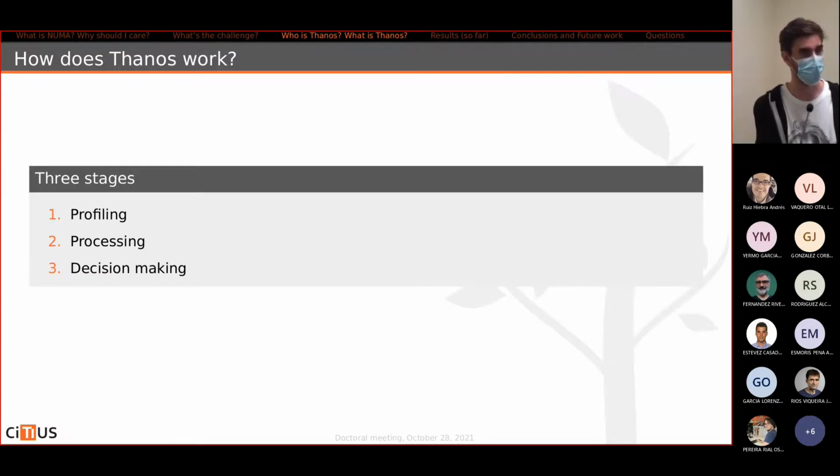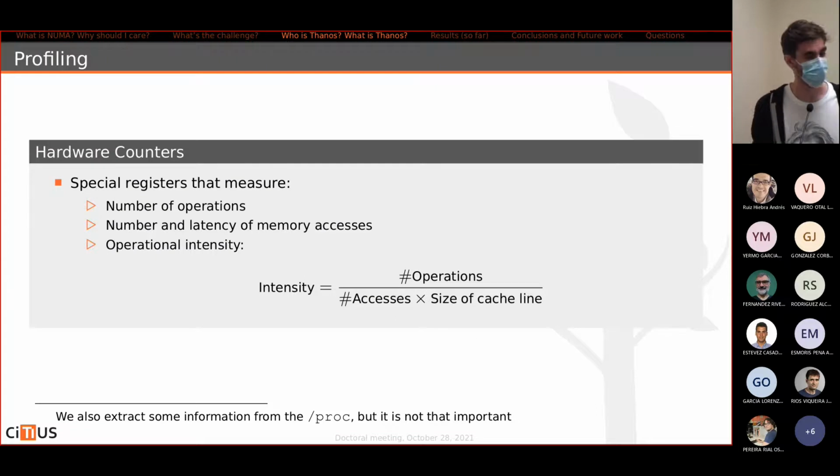We can now explain how Thanos works. Periodically, its 3 stages are executed. First, we do some profiling to collect data. Second, we process that data. And finally, we make some decisions based on the data we collected and processed. So the first phase, as I mentioned, is profiling.